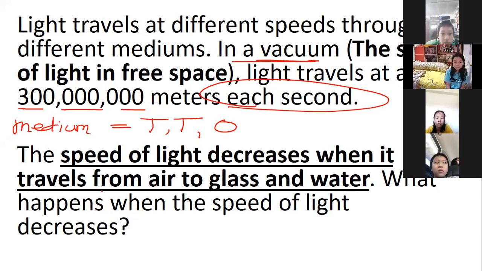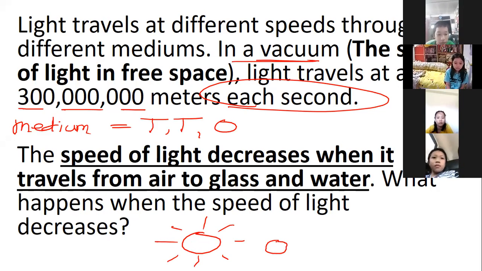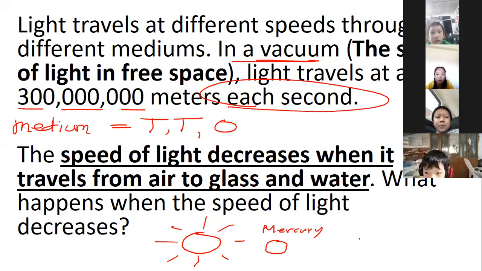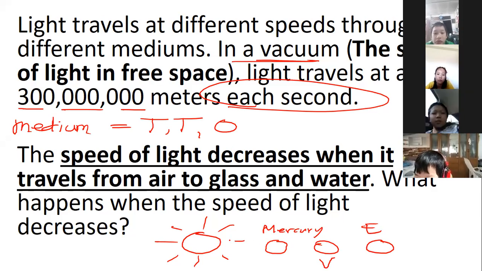Who can remember this one? First, we have the sun. What is the first planet? Yes, Mercury, Lucas. The first is Mercury, right? The next one is Venus. And then the third one is Earth. We will study this one when you go to school, maybe second term.